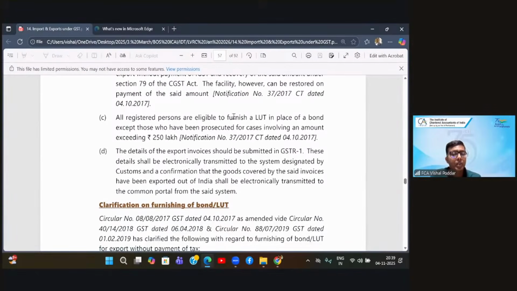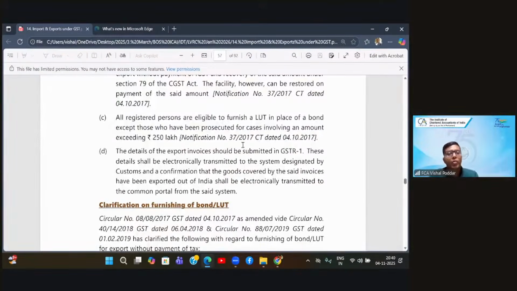All registered persons are eligible to furnish LUT in place of bond, except those who have been prosecuted for cases involving an amount exceeding 2.5 CR, that is 250 lakhs. So instead of getting a bond, you can simply furnish LUT, which is much easier on the portal. But in case you have been prosecuted for any amount exceeding 2.5 CR, you will have to furnish a bond.